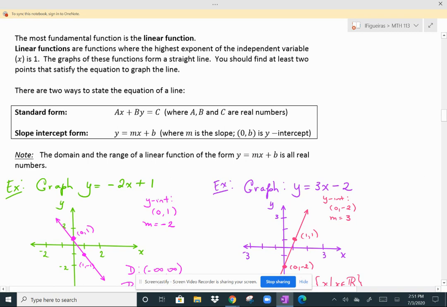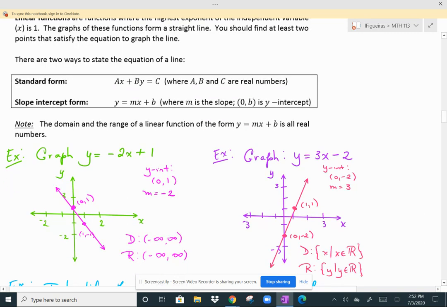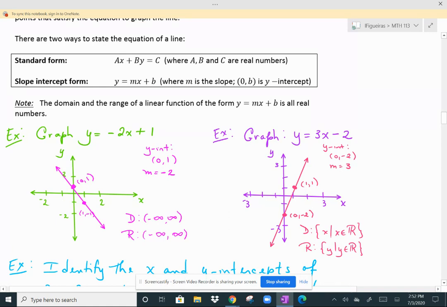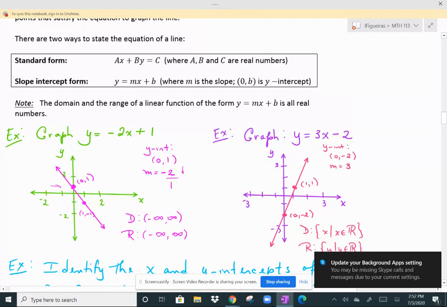Okay, so we want to graph y equals negative 2x plus 1. So here your y-intercept, we get it from here. That's (0, 1), and we have a slope of negative 2. So you can graph this in one of 2 ways. One way would be to plot (0, 1) first, and then this slope would mean that you would go down 2 units and right 1 unit, and that's what I did.